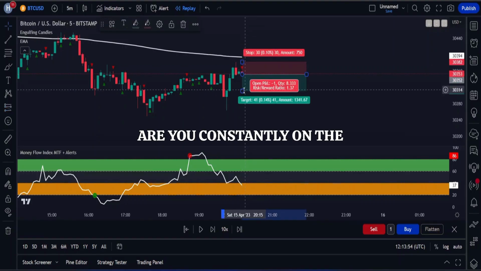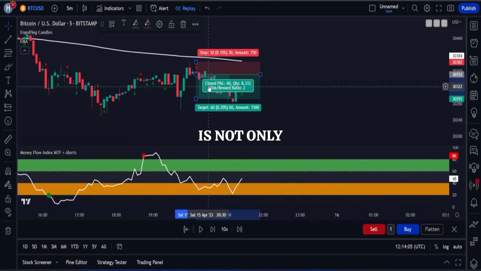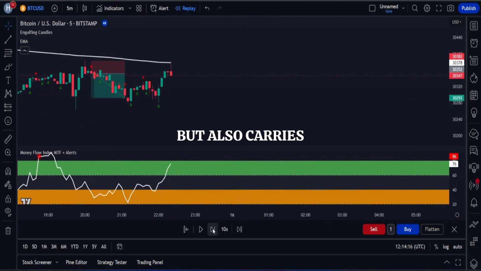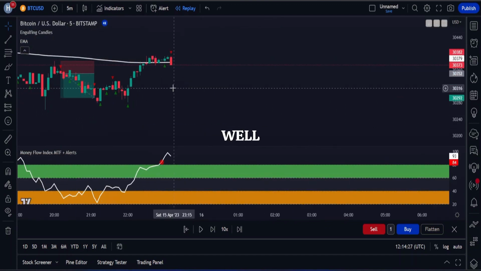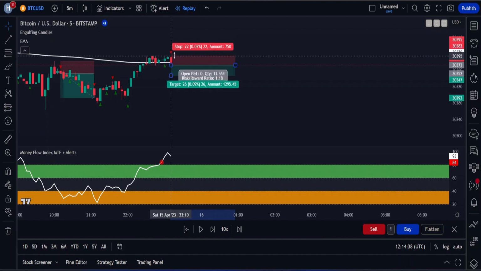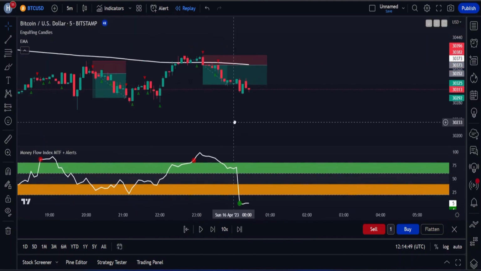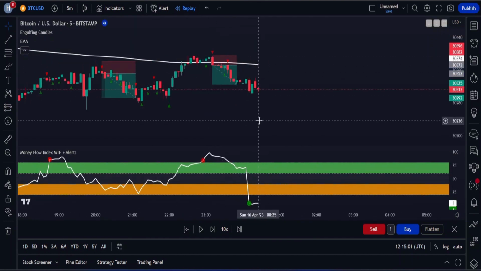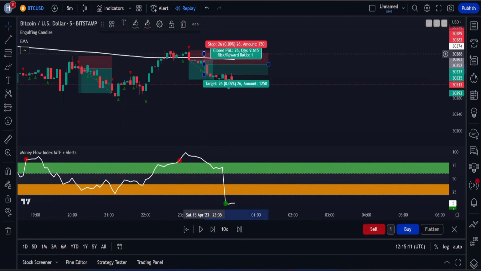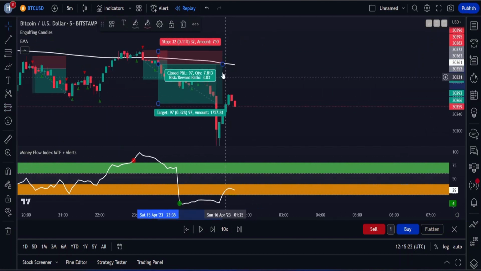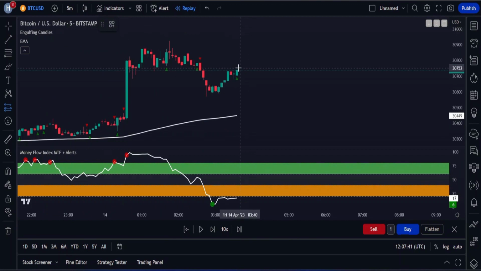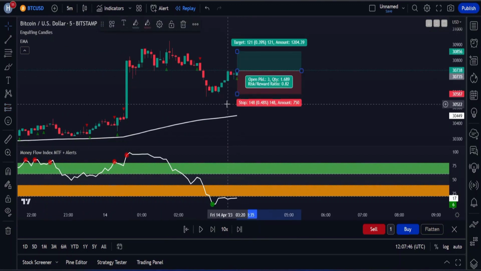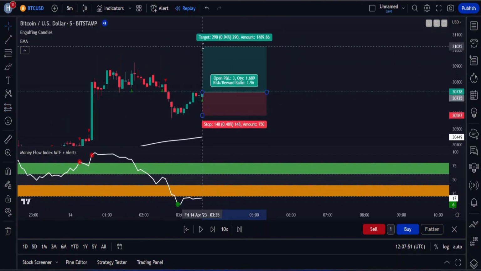Are you constantly on the lookout for a trading technique that is not only highly profitable, but also carries minimal risk? Well, look no further, because today I am here to introduce you to an incredible trading strategy that ChatGPT has personally developed. This strategy has proven to be immensely successful in growing trading accounts while minimizing risk, and it's suitable for traders of all levels.